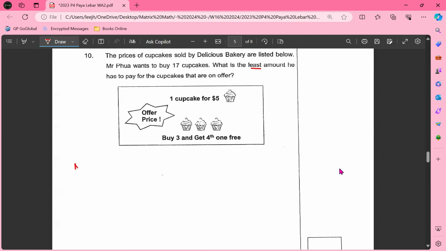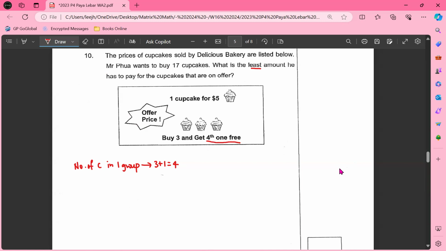Okay. So the number of cupcakes, I just write C, the number of C in one group. It's not only three, it's three plus one, you get four cupcakes. And you know that four cupcakes means you only pay for three, you get four, because the fourth one is free.